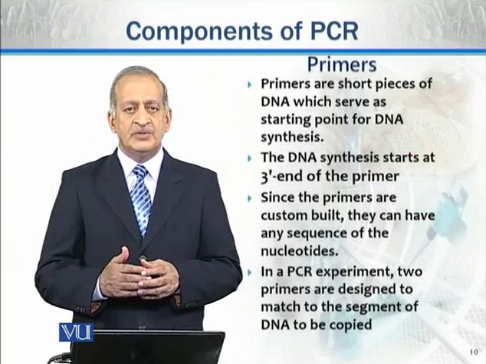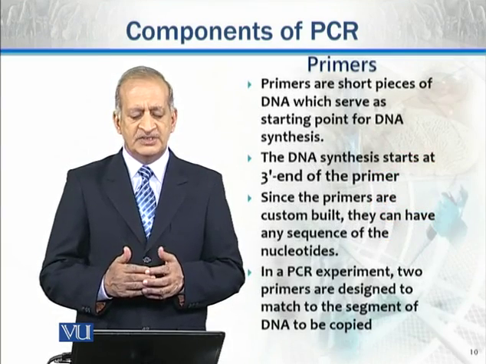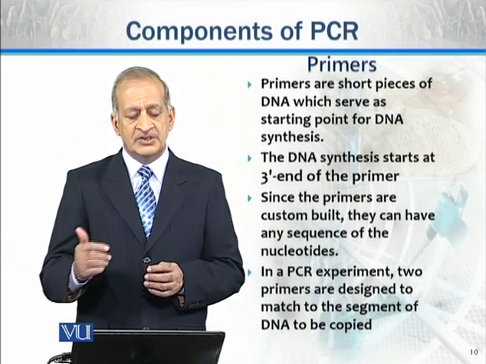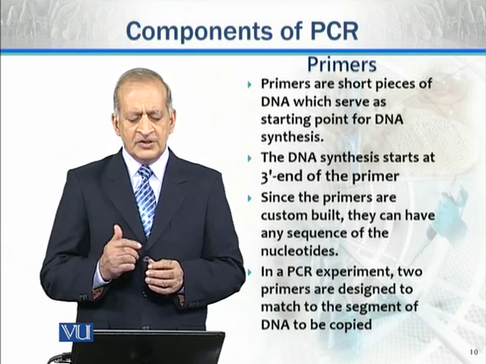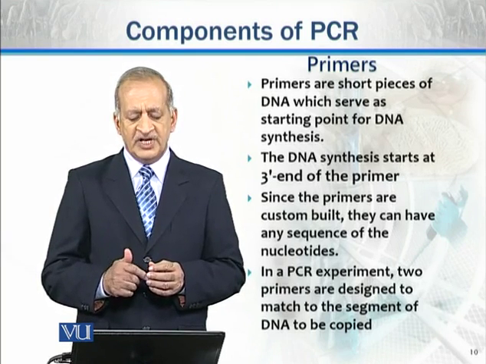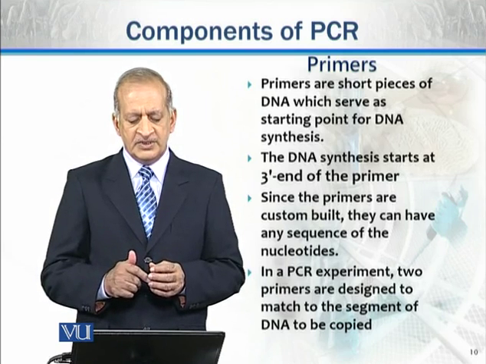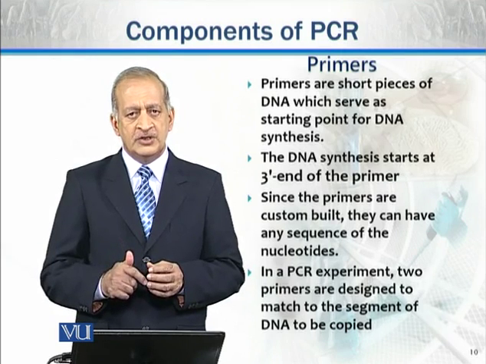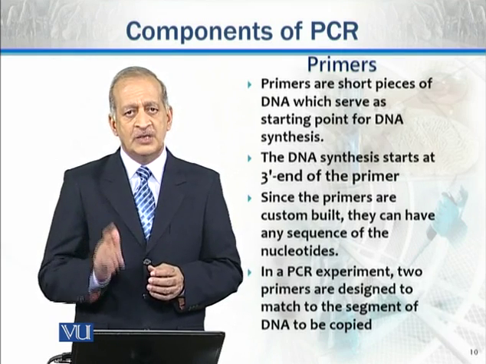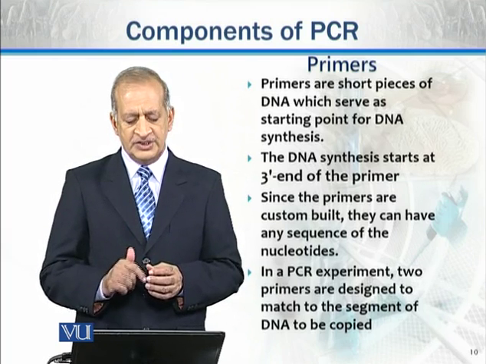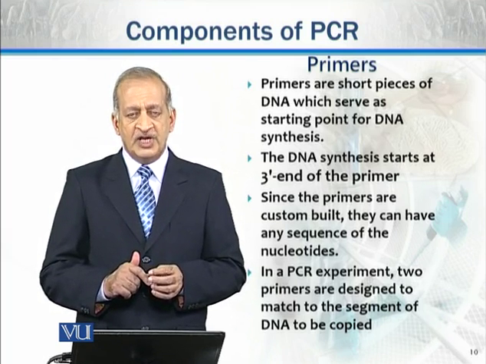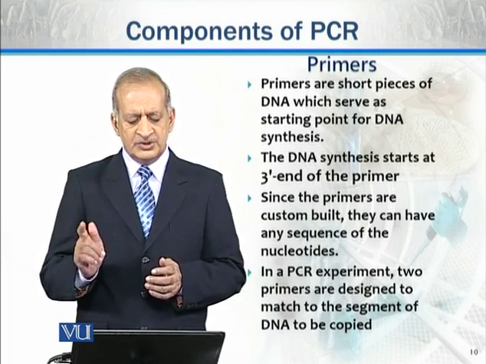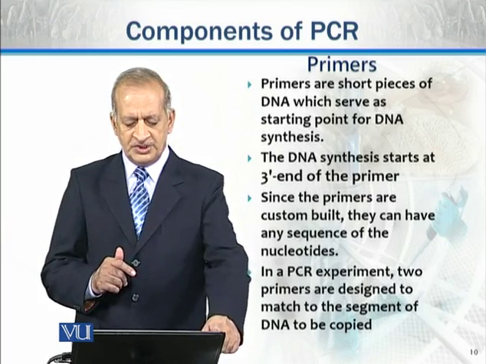Then we have primers. What are primers? Primers are short pieces of DNA which serve as the starting point for DNA synthesis at the DNA template. The DNA synthesis starts at the 3' end of the primer. Since the primers are custom built, they can have any sequence of nucleotides, which depends on the type of gene which we want to study. In a PCR experiment, two primers are designed. One is forward, the other is reverse, which match the segment of the DNA which is to be copied.